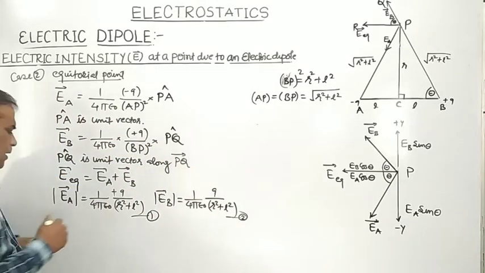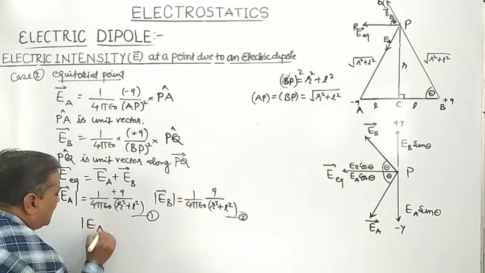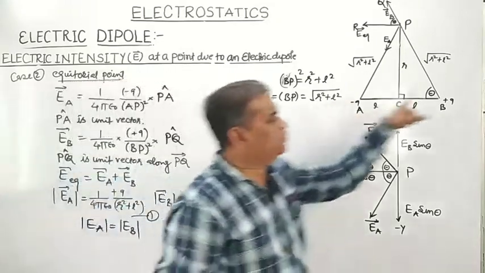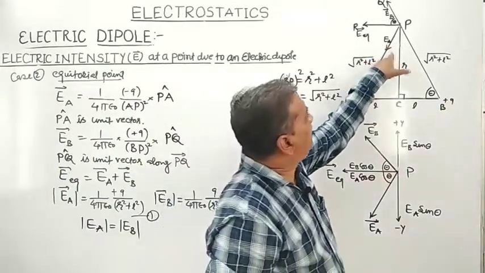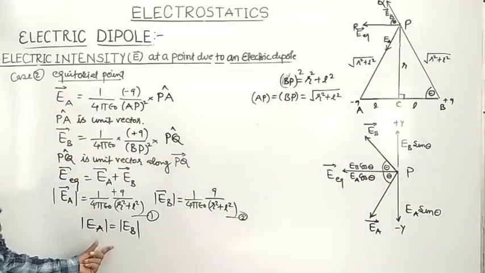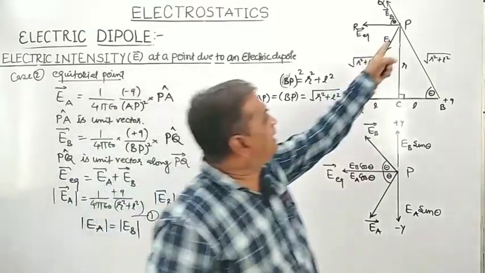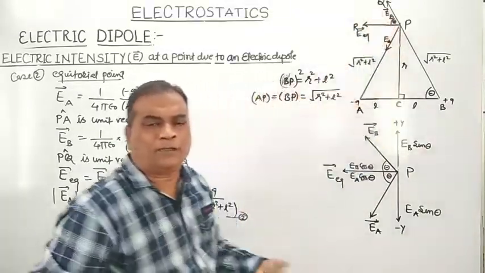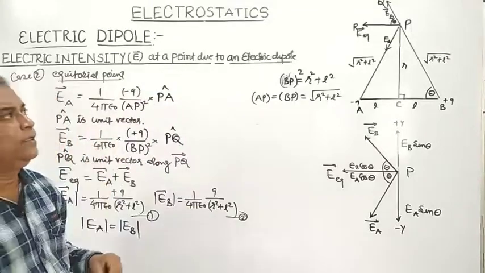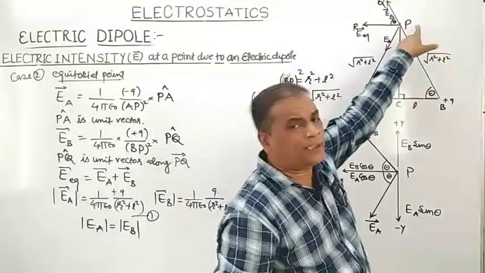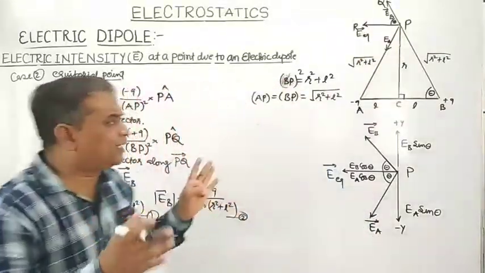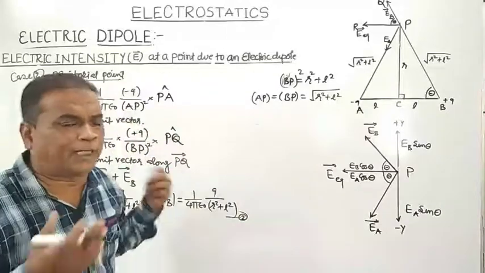So what you conclude? That the magnitude of electric intensity at point P due to charge minus Q and due to charge plus Q, that is EA and EB, are equal in magnitude. But EA is acting along the direction of PA, while EB is acting along the direction of PQ. And we want to find out the resultant electric intensity at point P, that is E equatorial. So we can make use of the method of resolving the vector into two rectangular components.